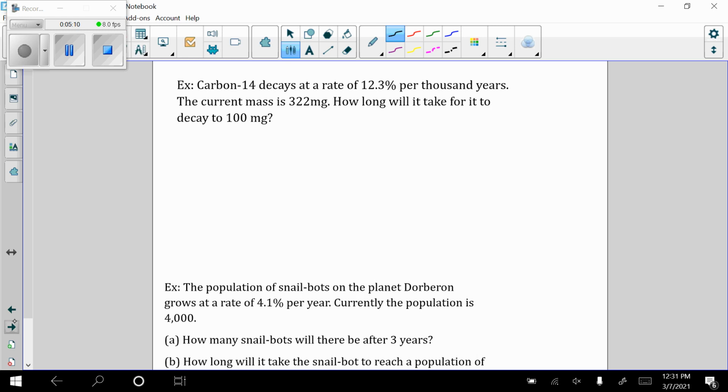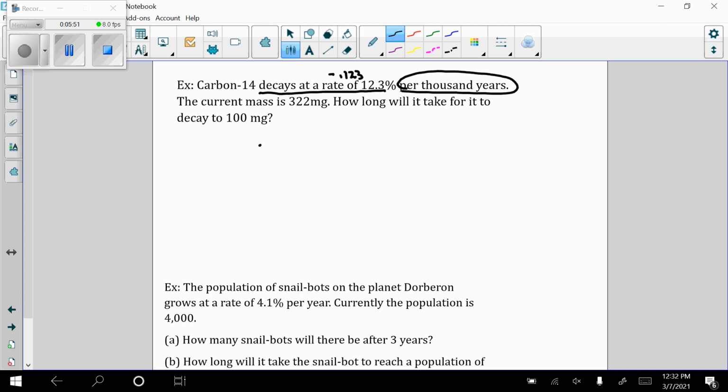All right, so some chemistry now. Carbon-14 decays at a rate of 12.3% per 1,000 years. The current mass is 322 milligrams. How long will it take for it to decay to 100 milligrams? Okay, so my initial amount is going to be 322, and I'm going to set it equal to 100. So remember that decay is negative, so I need to use a negative 0.123 because it's a decay rate.